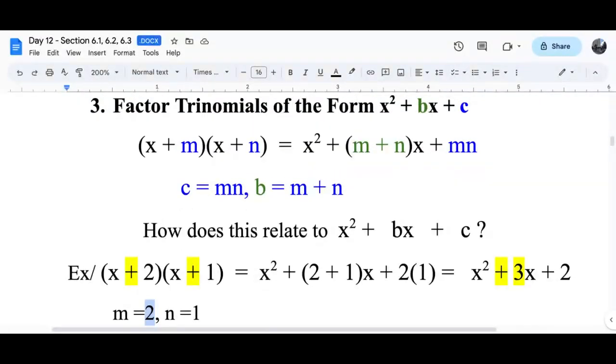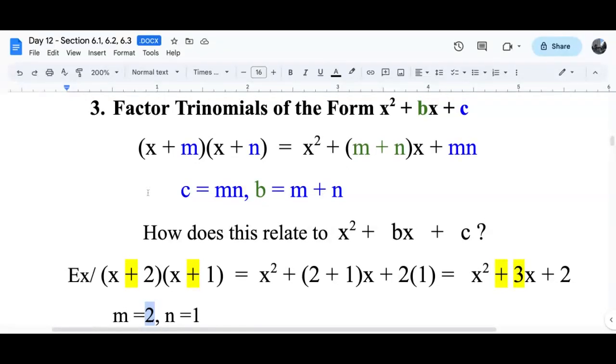Anyone has any questions? Okay, so basically this is a rule of thumb. If we have 2 binomials multiplying each other, the first term is the first one times the first one. The second term is the 2 factors added together, times x. The last term, the constant, is the product of those 2 factors, m times n.